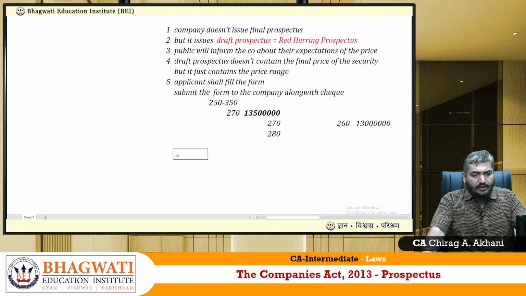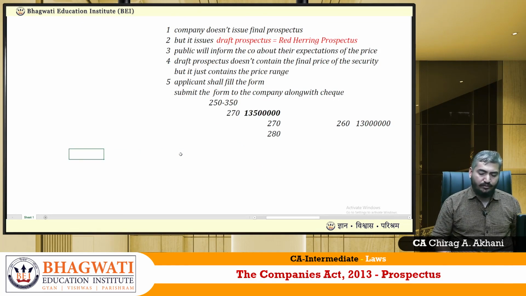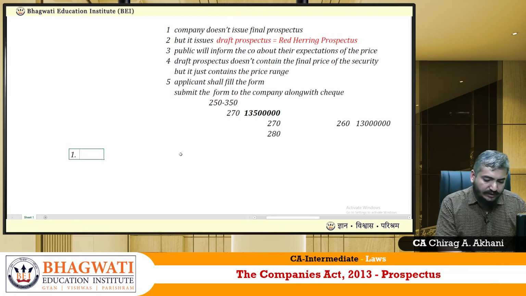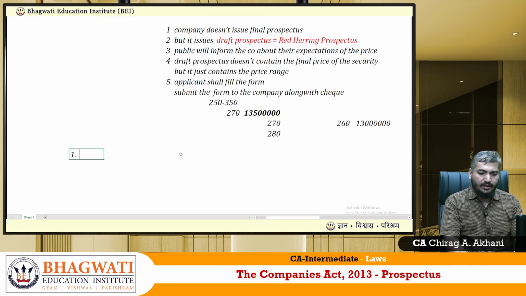Now, look, the draft is not final. We know this very well. So a few technical legal points we have to consider. Point number one, the draft is not final. If it is not final, then there are high chances that from the draft to the final, some changes might have taken place. So all those changes will be communicated again to the public by issuing what?